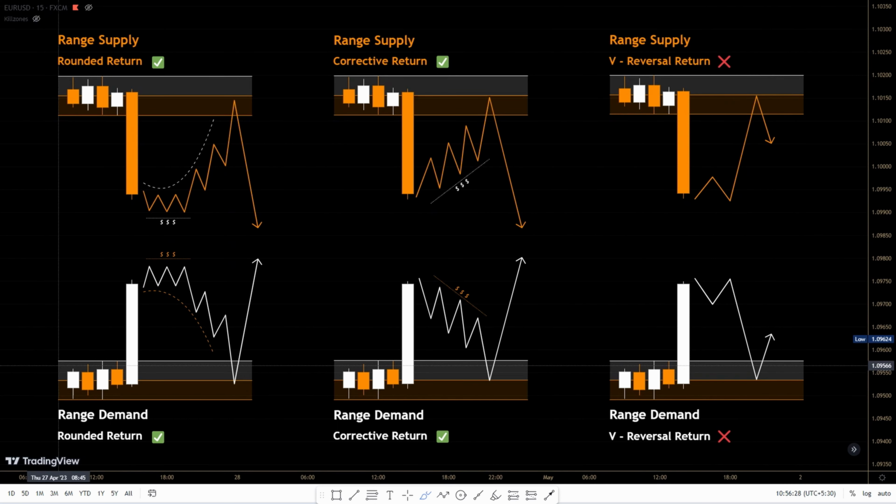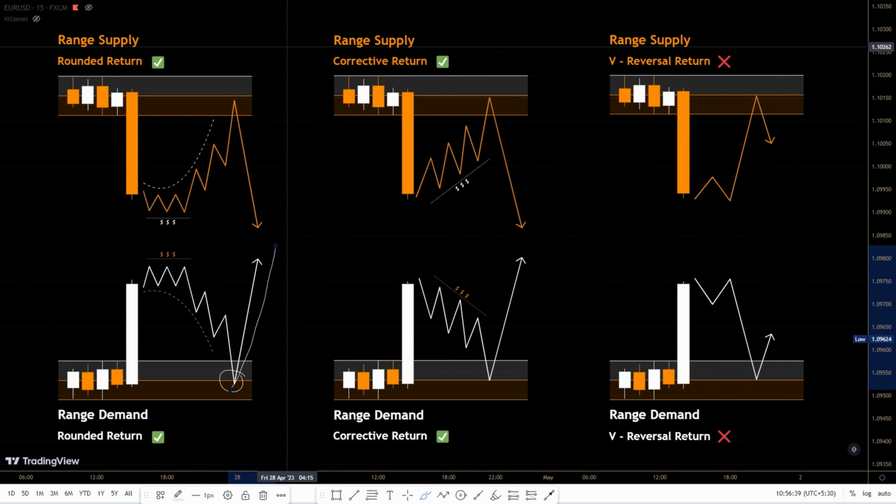So now the same, price creates a range. Suddenly the buyer's volume enters into the market. Price came back in a rounded return and from the fair value, you can take a trade in the buyer's direction.